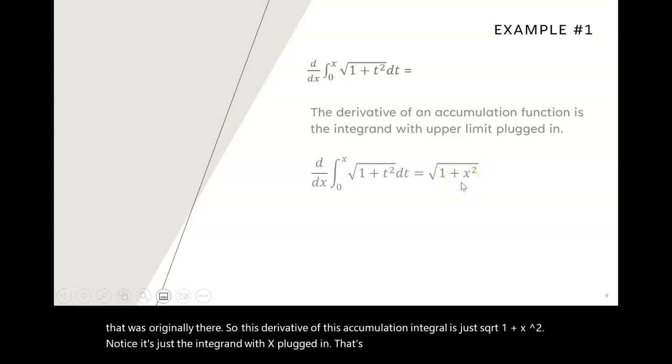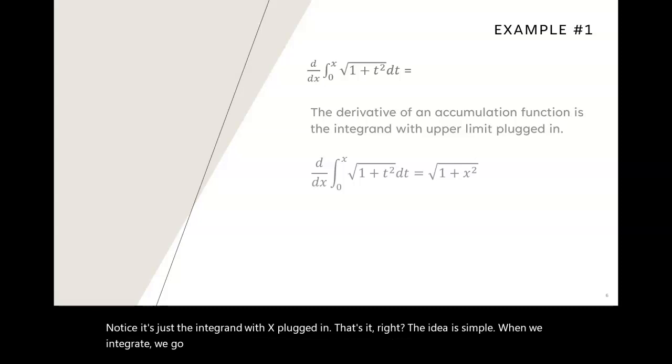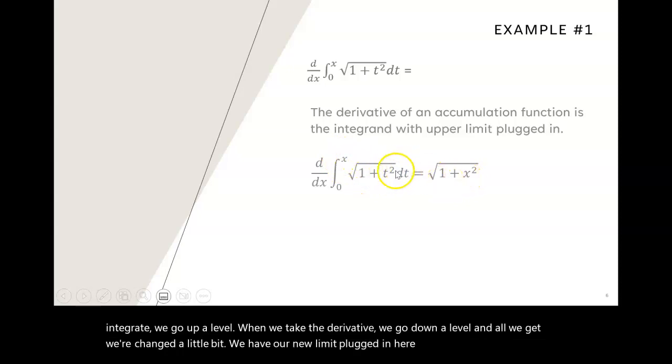That's it. The idea is simple. When we integrate, we go up a level. When we take the derivative, we go down a level. And all we get, we're changed a little bit. We have our new limit plugged in here, but we get the same function that's inside our integral.